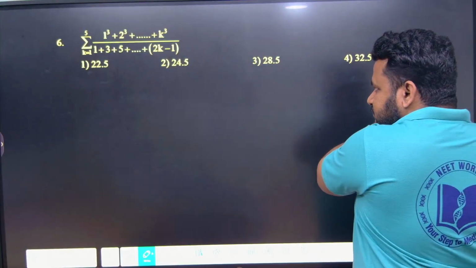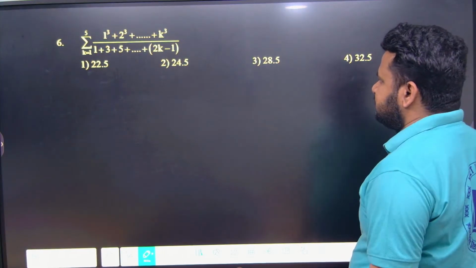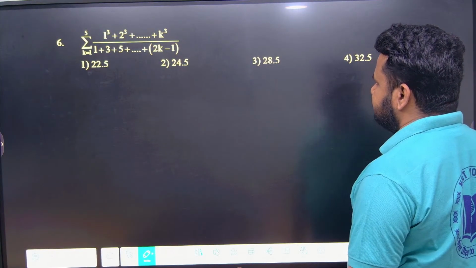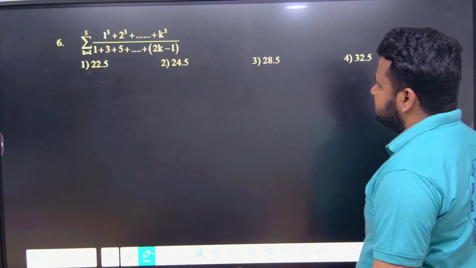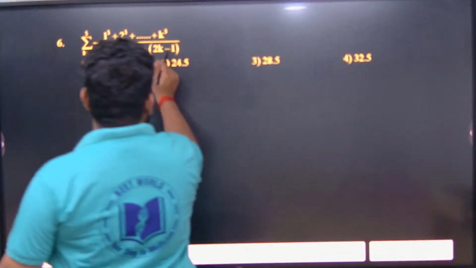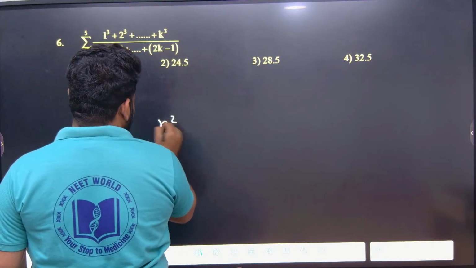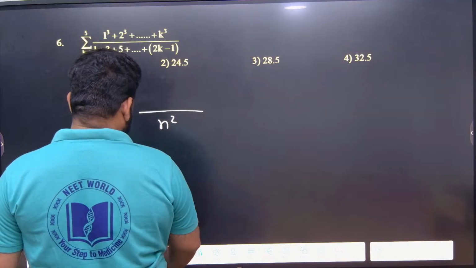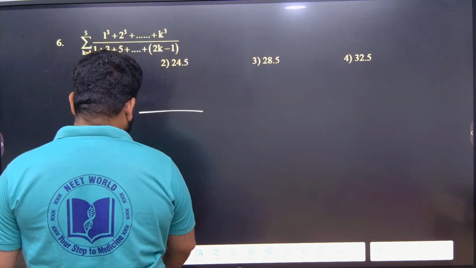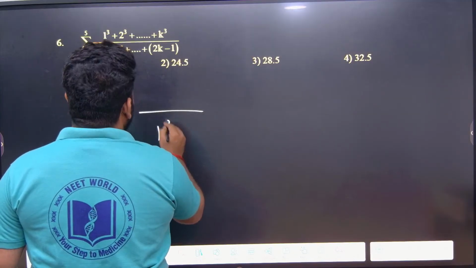So, look at this question, 1 cube, 2 cube, k cube. This is given by summation of 1 plus 3 plus 5 up to 2k minus 1. So, this is odd number of terms, this is nothing but, denominator will be n square. Instead of n square, k is given, I will write it as k square. Numerator is k cube.